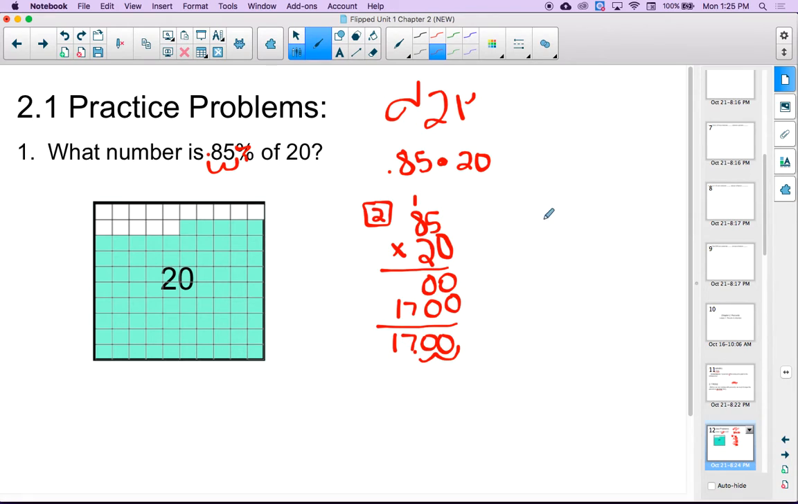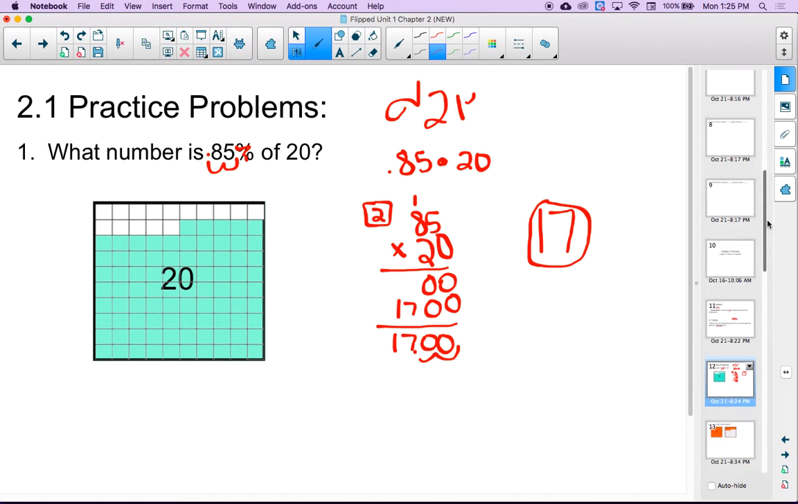So 17 is 85% of 20. 17, that is close to 20, just like our picture here shows. It's almost the whole thing, slightly less than 20. So that's what 85% of 20 means. We're taking a portion of that number, but not the whole thing.